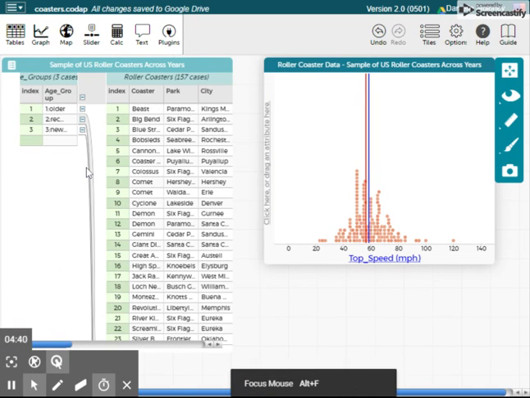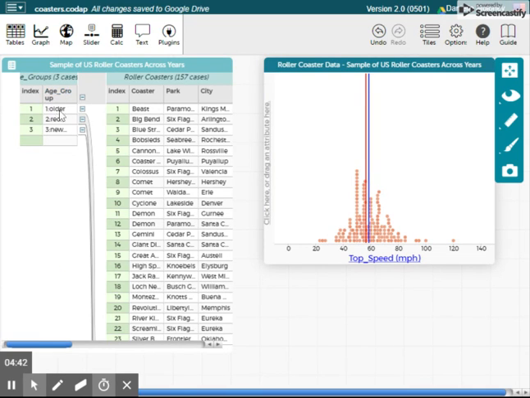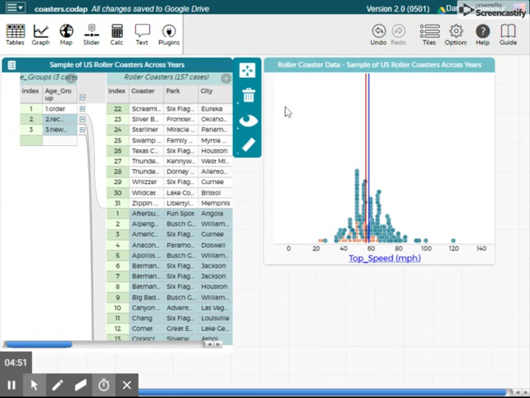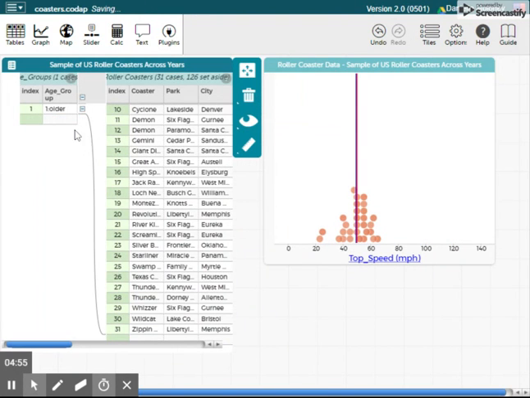Sorry about that. Hierarchically according to age group. Because I only want to look at the coasters built before 1980, I'm going to hide the newer and more recent coasters so that I'm only looking at the older coasters.